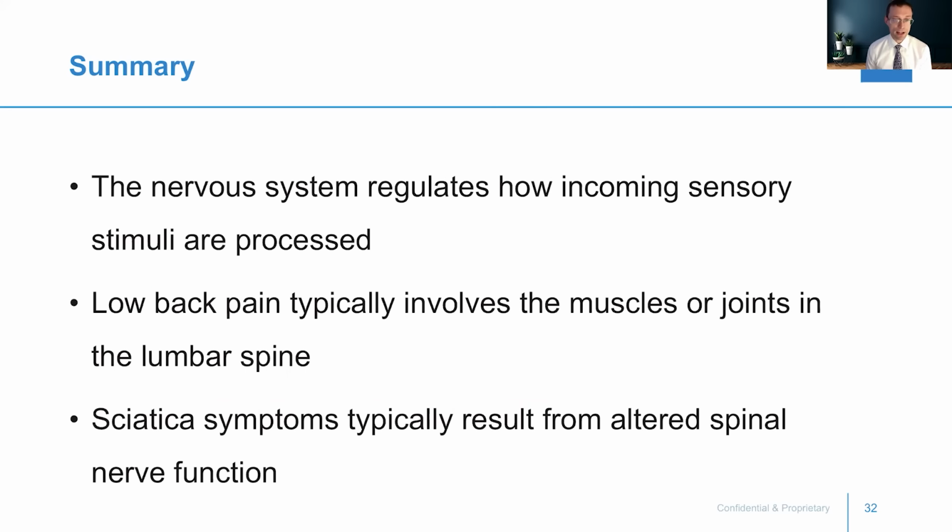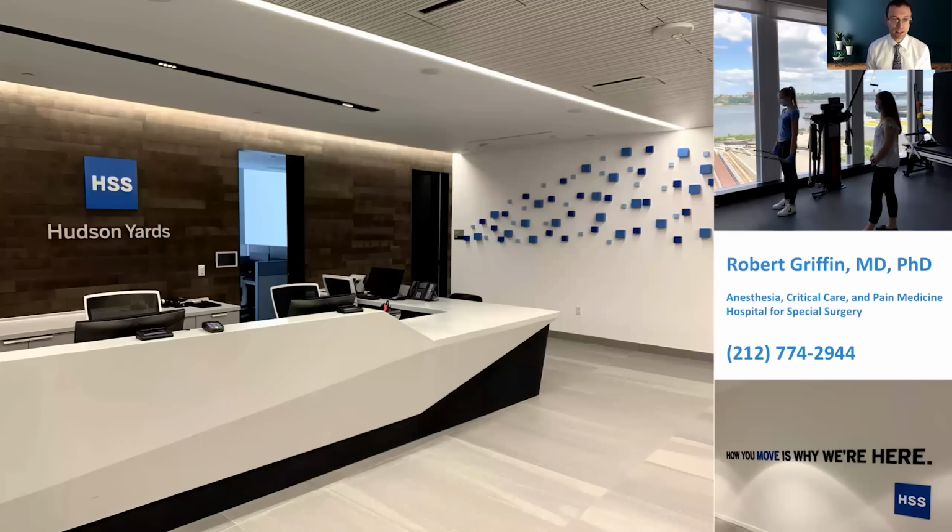So to summarize, the nervous system regulates how incoming sensory stimuli are processed. There can be both suppression and sensitization to pain. Low back pain usually involves the muscles or joints in the lumbar spine, or possibly the discs in the lumbar spine. And then finally, sciatica symptoms usually result from altered function of the spinal nerves in the back.